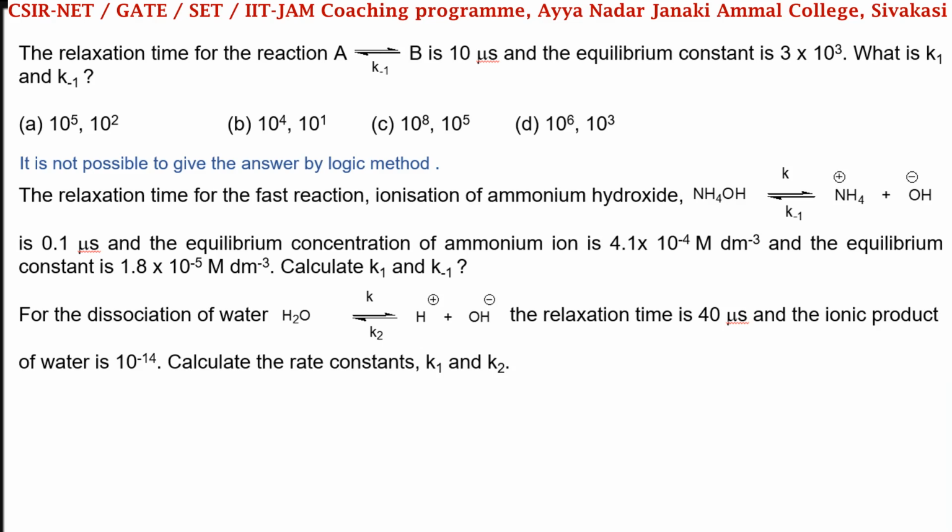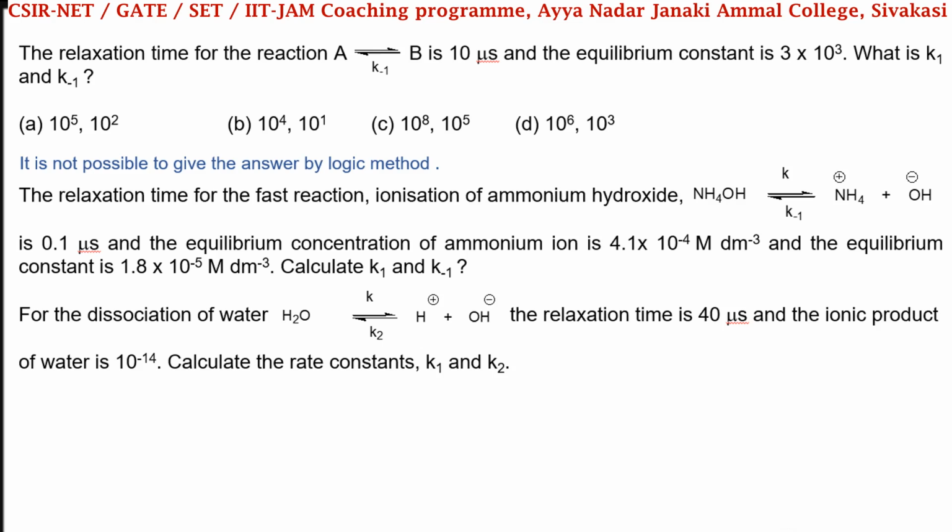Now take down another equation, which has not at all been asked so far in the CSIR examination. Maybe expected this year. The relaxation time for the fast reaction: ionization of ammonium hydroxide as ammonium ion plus OH minus ion. This is the ionization pathway, and this is K1 and this is K inverse 1. The relaxation time is 0.1 microsecond.